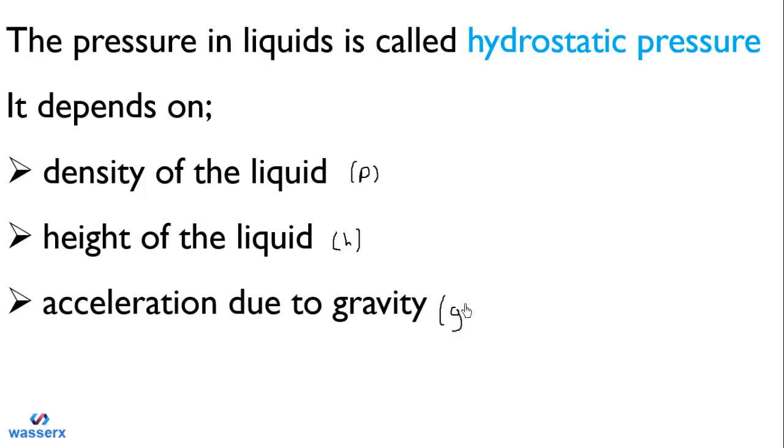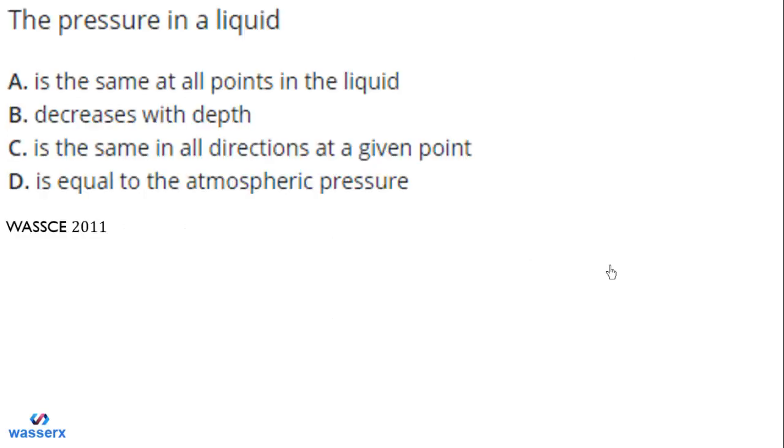So pressure is equal to density times height times acceleration due to gravity. We'll look at how to use this in a past question. So this is our first part. This is our past question.